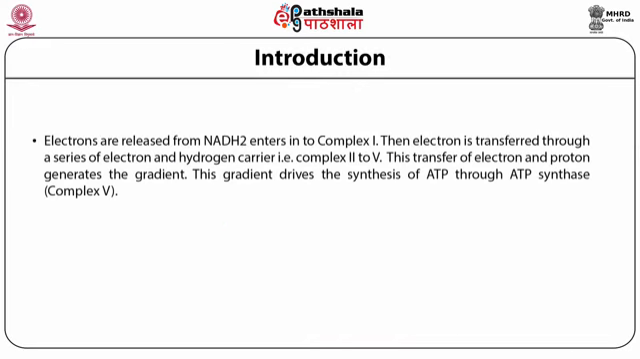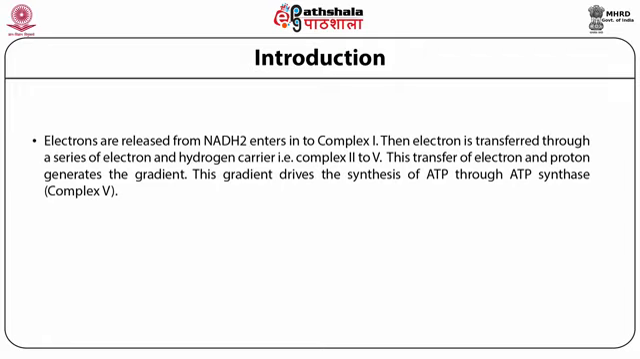Electrons are released from NADH2 and enter into complex 1. Then the electron is transferred through a series of electron and hydrogen carriers, that is complex 2 to 4. This transfer of electrons and protons generates the gradient. This gradient drives the synthesis of ATP through ATP synthase, that is complex 5.